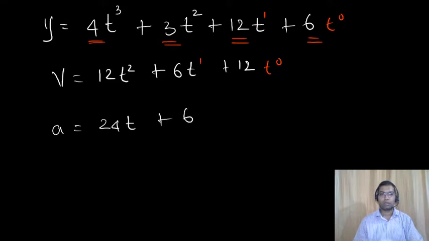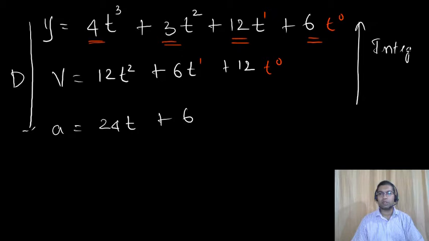Acceleration is equal to 24t plus 6. You can see that when differentiating, we have reduced the power from 3 to 2 to 1. So we've made this a simple straight line equation from a quadratic equation. If I call this process differentiation, the reverse of it is called integration. We can always understand integration and differentiation as two up and down processes.